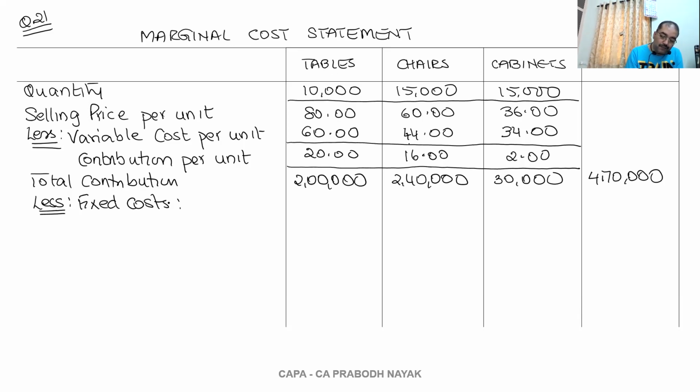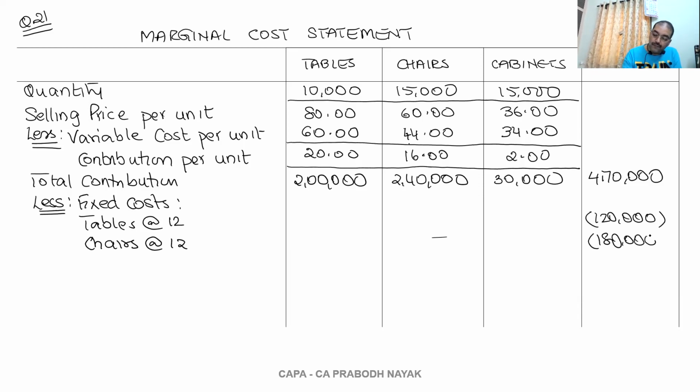Fixed cost I will take total. Tables at the rate of 12. 12 into 10,000, it is 1,20,000. Chairs at 12 rupees. 12 into 15,000, 1,80,000. And cabinets at 2.8. So 2.8 into 15,000, 42,000.